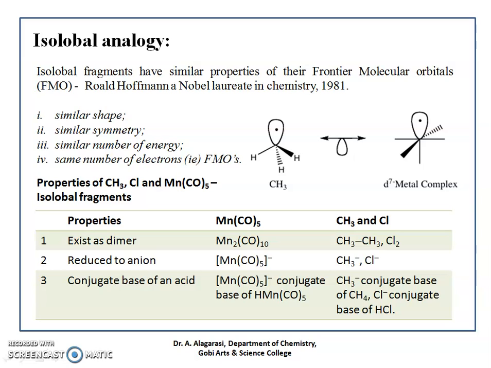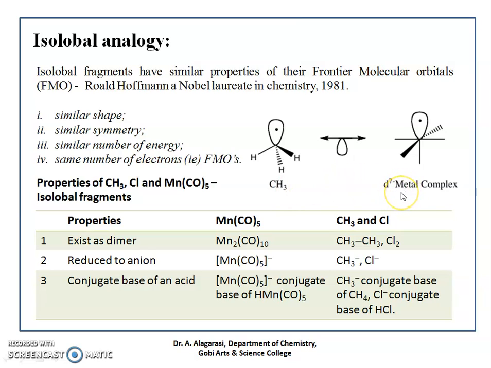So let's take this example. Let's take the CH3 and a d7 metal complex, that is the manganese carbonyl compound, Mn(CO)5. Then we'll calculate the electron count. If you count the electrons in this CH3, carbon will have 4 valence electrons and each hydrogen will have 1. So totally you have 3 hydrogens. So 4 plus 3, 7 electrons for this CH3.